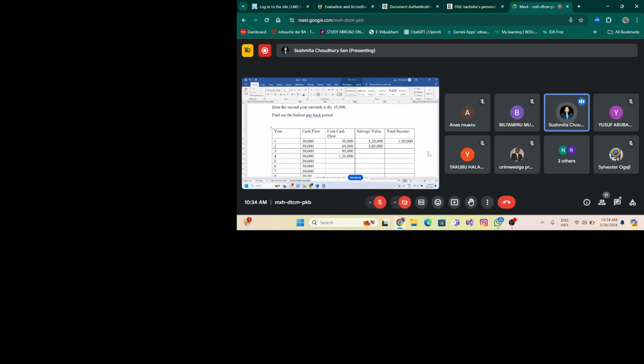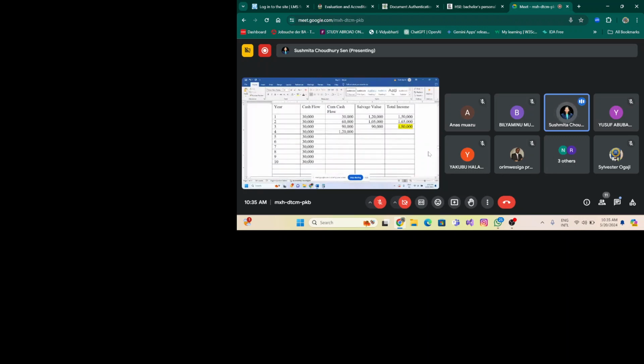Again, if you are trying to sell out your project after the second year, your earning is going to be 60,000 plus 1,05,000. So the total earning is going to be 1,65,000, which is again less than your investment. At the end of the third year, the cumulative earning from the machine is going to be 90,000, and the salvage value is again reduced by 15,000, so the total would be 90,000 here. Now you see, if you add 90,000 plus 90,000, it comes to 1,80,000, which is equivalent to your investment.